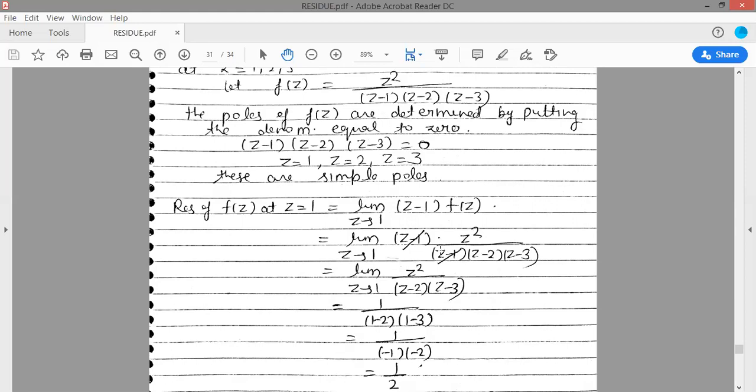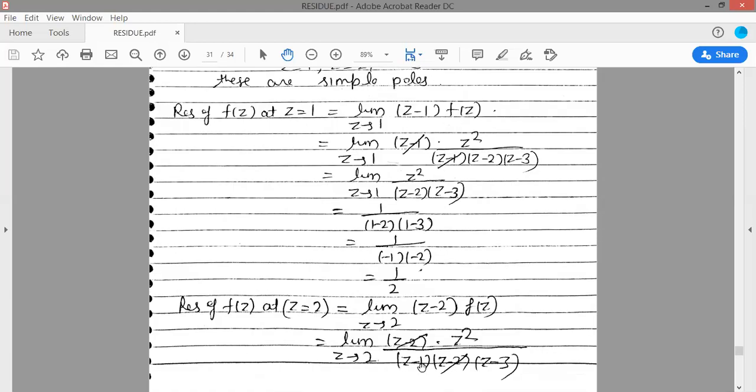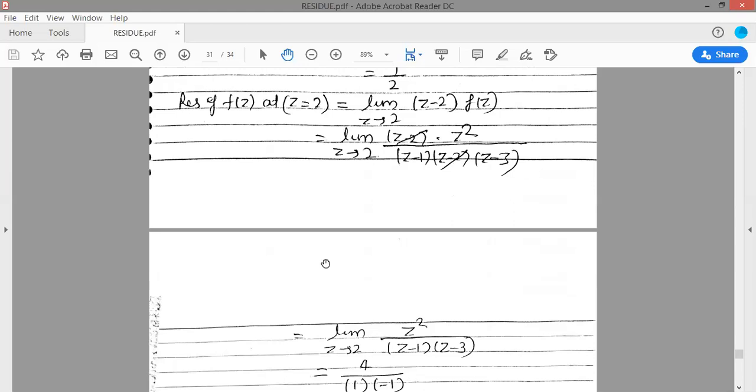So we have to learn our formula. The formula is limit z tends to a, (z minus a) into f(z), and a is here 1. So limit z tends to 1, a is replaced by 1, so (z minus 1) into f(z). So just write here f(z), so z minus 1 cancels out, and only the remaining function is here. Just put z is equal to 1, then you will get 1 by 2 as the residue of f(z) at z is equal to 1.